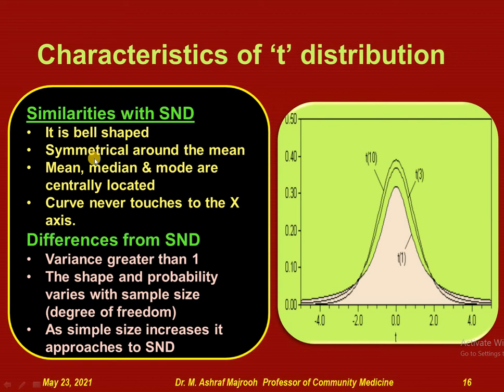There are some similarities and some differences. If we talk about the similarities, it is bell-shaped like normal distribution, symmetrical around the mean, median and mode are centrally located, and the curve never touches the x-axis. Then what are the differences from the normal distribution? Variance is greater than 1. The shape and probability vary with the sample size, which is sometimes known as degree of freedom. As sample size increases, it approaches the standard normal distribution. So these are the characteristics of the T distribution, and this is also used in statistical tests.